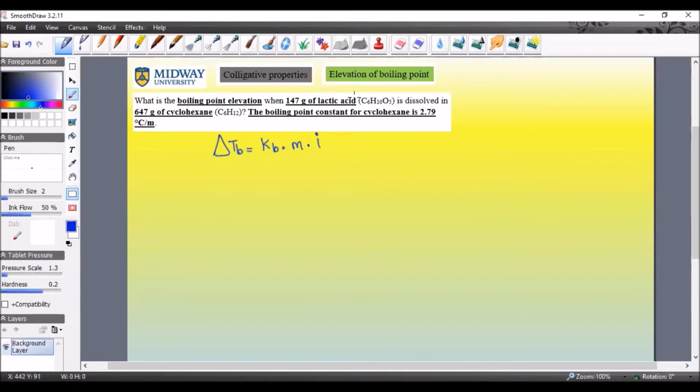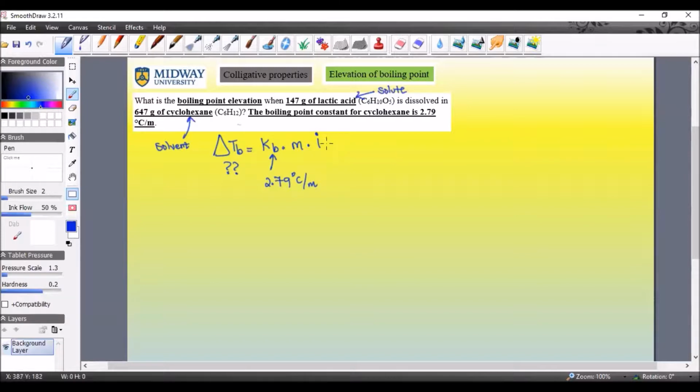Now, first, what we have to understand is this lactic acid is your solute. It's usually less in quantity. And your cyclohexane is your solvent, which is usually large in quantity. So we have to find this information. And the boiling point constant is given to you, which is 2.79 degrees Celsius over m. And this is the unit for this KB.